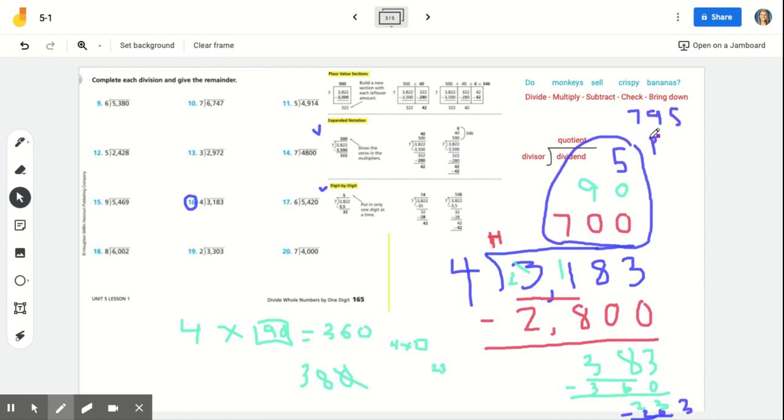Don't forget our remainder. We had something left over. R3 is what we'll write, and we'll circle it. And that should be nice and neat and hopefully small, and hopefully it fit into your book so you can refer back to it. That is solving using the expanded notation way.